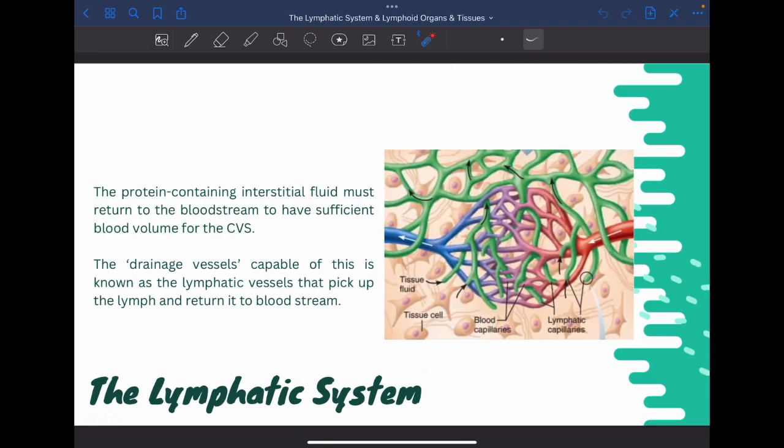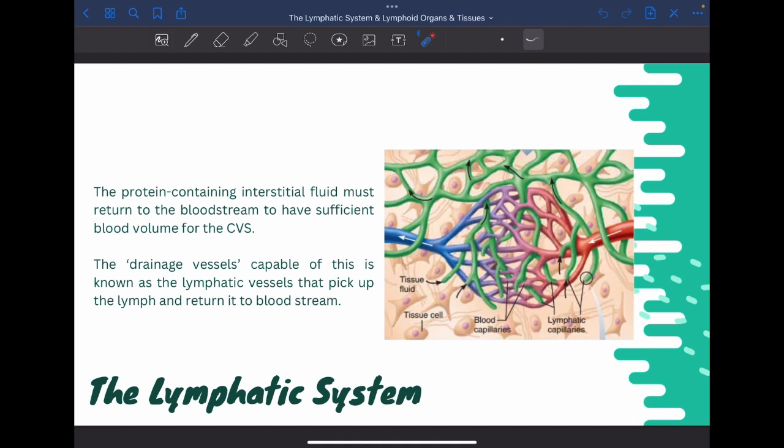The reason we need the lymphatic system is to return this protein-containing interstitial fluid back to the vascular system, so that the heart has enough blood volume to pump to the rest of the body. These drainage vessels are very leaky and very permeable, and they allow the lymph, or the interstitial fluid, to enter inside them and ultimately return to the heart. So this interstitial fluid that was leaked and didn't come back, these lymphatic vessels and lymphatic capillaries will pull back upwards.